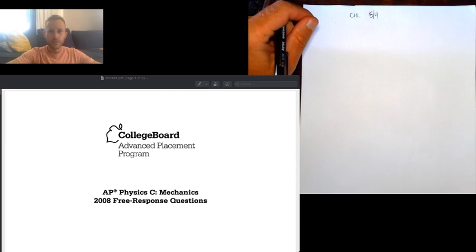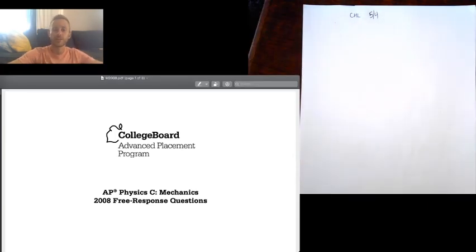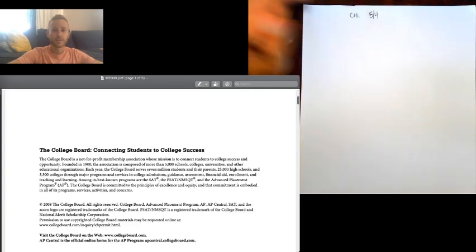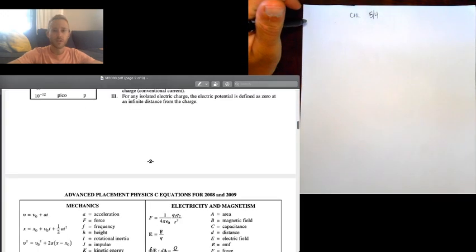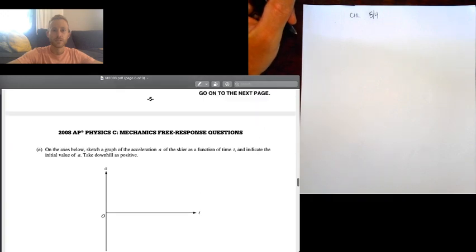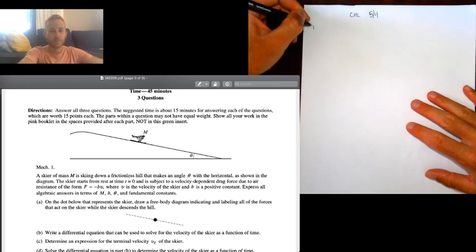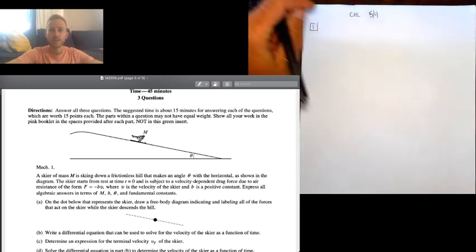And so let's get into the physics. We've got the 2008 free response for mechanics. And we're going to start with question 1. Let's see what it says. All right, looks like maybe conservation of energy or something with friction.